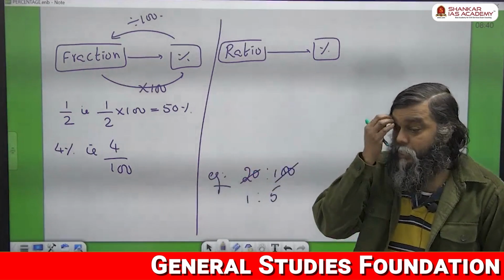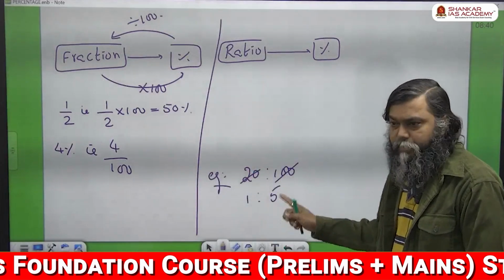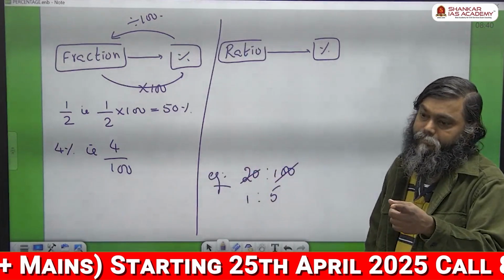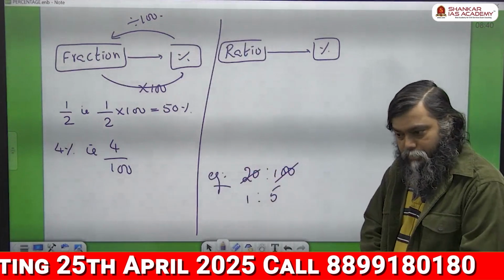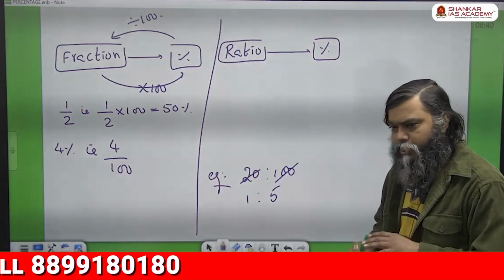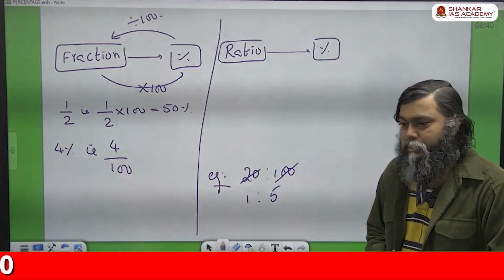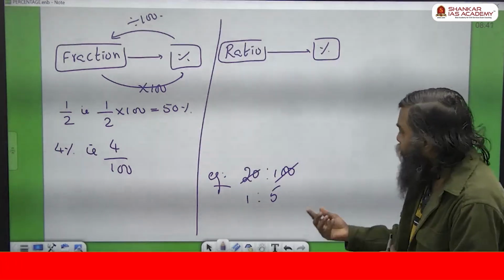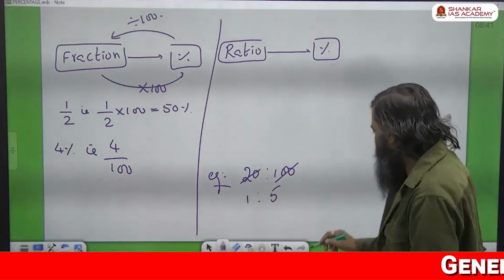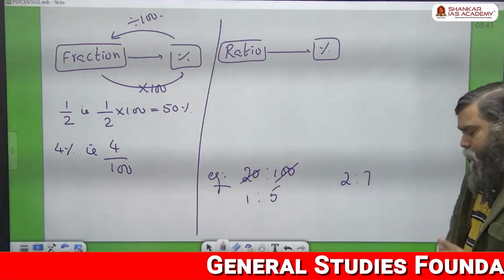Do you understand this? Every ratio is a fraction. 1:5 means 1/5. But every fraction cannot be a ratio. If they are in their simplest form, what is the simplest form? There is no common factor other than 1. Any common factor other than 1? Now tell me, are they in the simplest form or not? Yes.